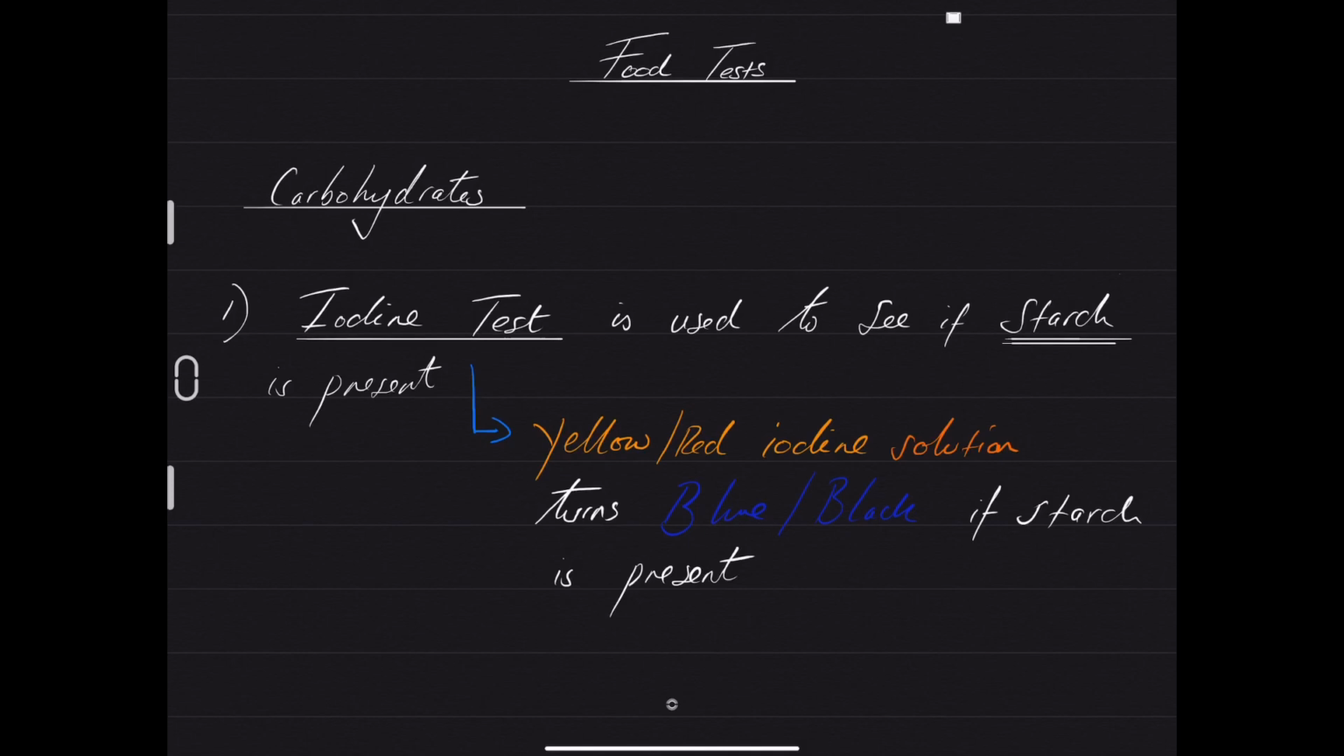All right. Now what's important here is that one, you know the reagent, you know that it is iodine, and you are going to be testing it on a specific carbohydrate, which is starch. So you're going to test for the presence of starch. You need to know that the iodine is a yellow or red in appearance, and if starch is present, the iodine will turn blue black. So a positive test for the carbohydrate starch is blue black. All right, so let's look at this in terms of a diagram.